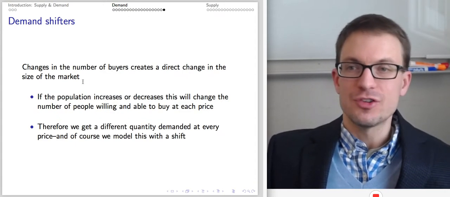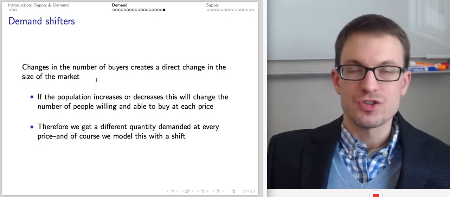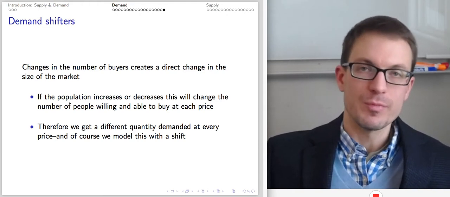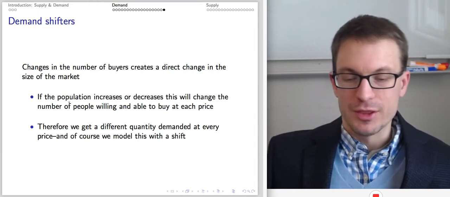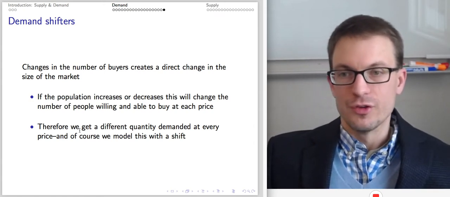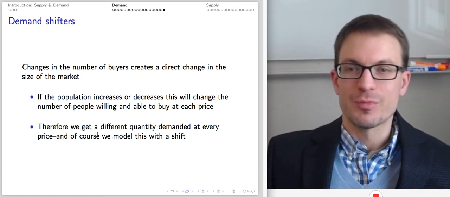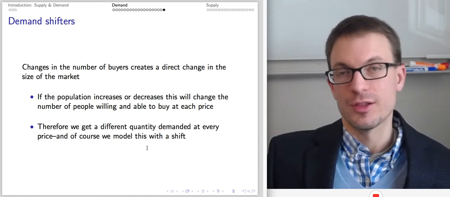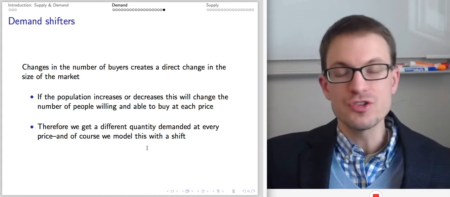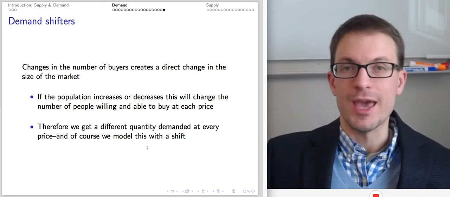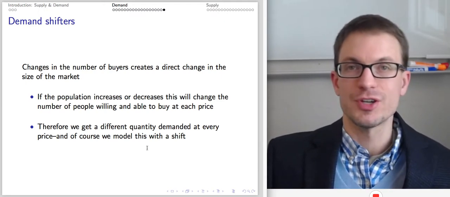And then lastly, changes in the number of buyers creates a direct change in the size of the market. So if the population increases or decreases, now you've got more people willing and able to buy the good at every single price. That's an increase in demand. So we get a different quantity demanded at every single price. We model this with a shift, right? If we get more people in the market or fewer people in the market, then we're going to get a larger or smaller demand, according to whether it's a population increase or decrease, at all prices. And that's a shift. That's a change in demand. Okay, so those were our demand shifters.